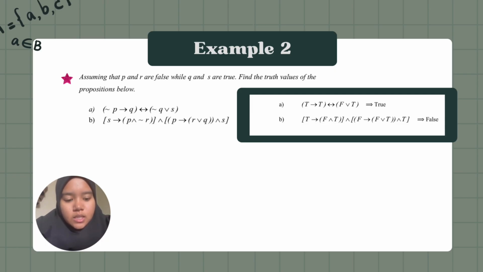And for B, since S is true, P is false, and R is false, the negation of R is true. However, P and negation R is false. So the statement S implies P and negation R is false. Next, since P is false, the negation of P is true. Because R is false and Q is true, the statement R or Q is true, and therefore negation P implies Q, R or Q is true. Since S is true, the entire second bracket is true. Finally, because the first bracket is false and the second bracket is true, the whole statement is false. Therefore, the statement in B is false.